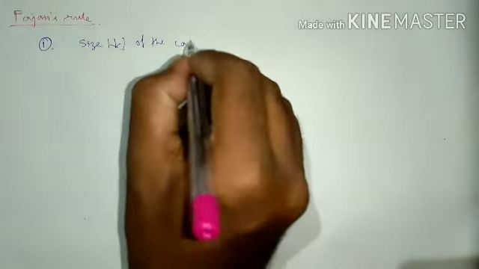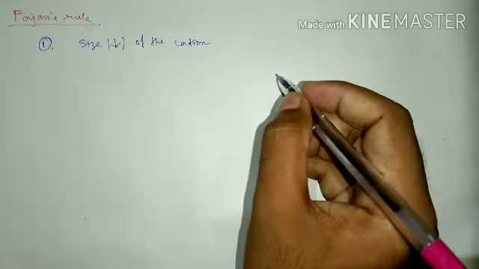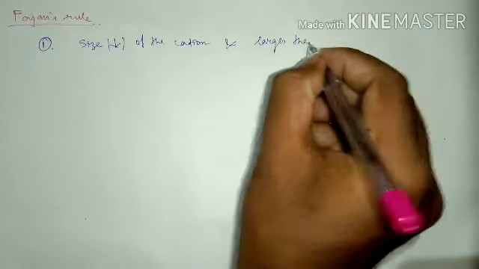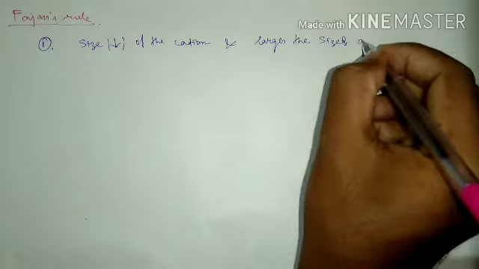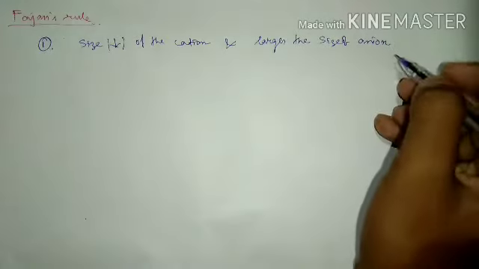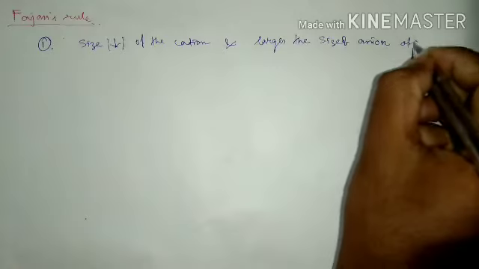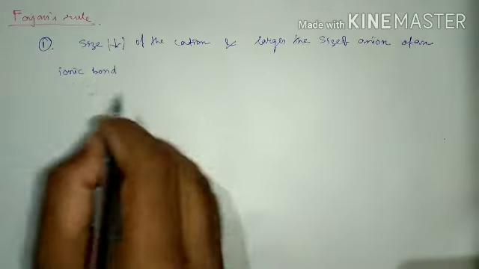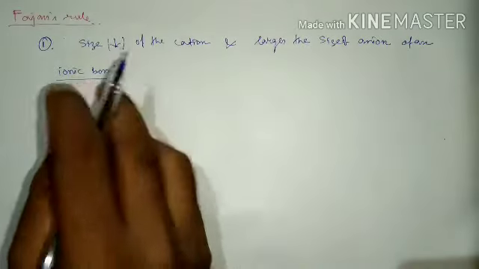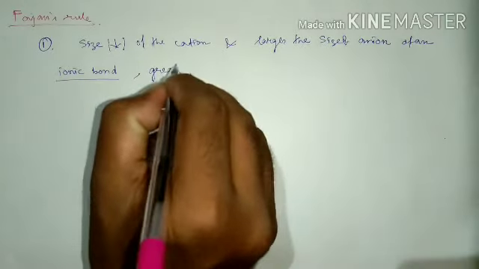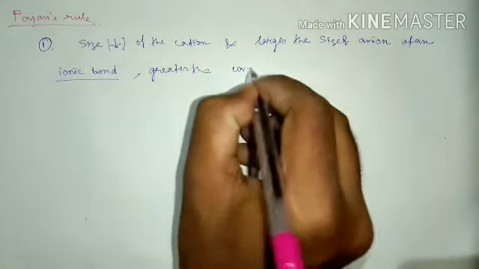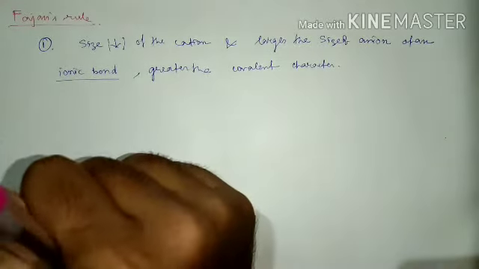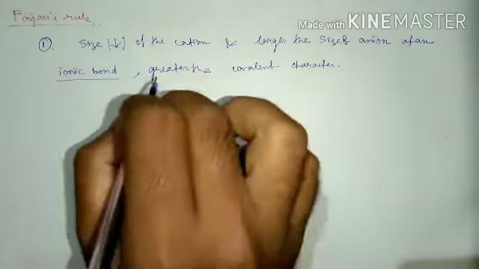of the cation and larger size of the anion of an ionic bond. In place of ionic you can write simple bond. The greater the covalent character. This is the main postulate of Fajan's rule.